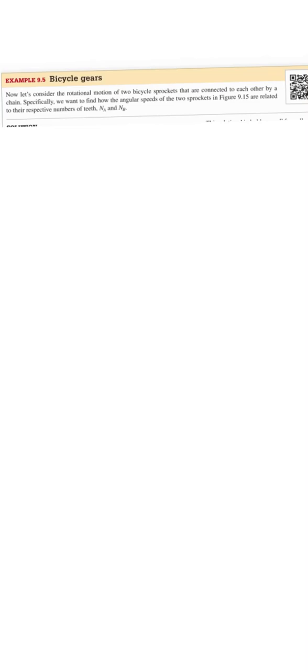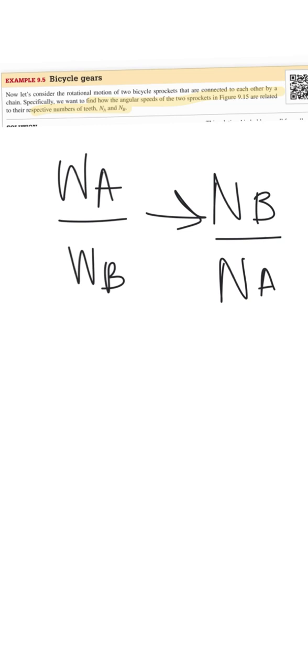Okay, so for this question, we are trying to find how the angular speeds of two sprockets are related to their respective numbers of teeth, NA and NB. So we're looking to relate WA over WB with NB over NA.